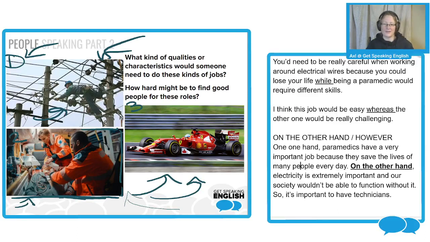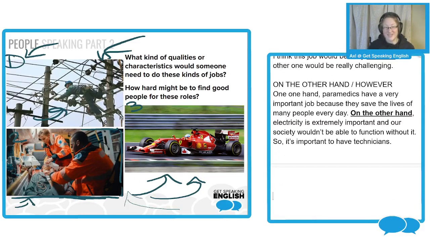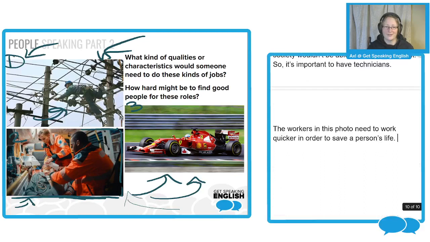So we can do that. And then of course we're always going to compare, right? So using our comparatives, our superlative adjectives. So for example, the workers in this photo need to work quicker in order to save a person's life, right? They would have to work a lot faster here because time is of the essence compared to this photo where maybe it's not as important, right? So quicker there, that's going to be our comparative.